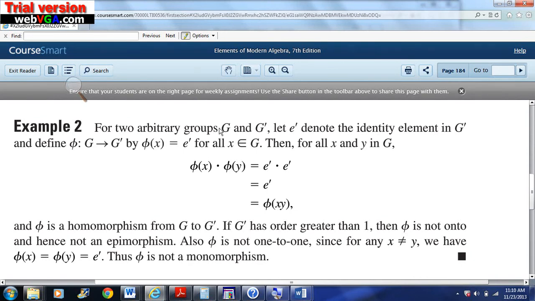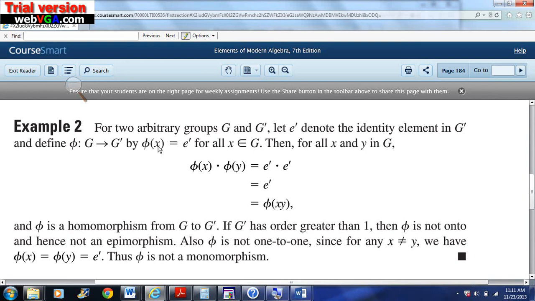Example 2. For two arbitrary groups, G and G prime, let E prime denote the identity element in G prime, and define phi such that phi maps G into G prime by phi of x equals E prime for all x a member of G. Then for all x and y in G, phi of x multiplied by phi of y, this is ordinary multiplication, is equal to E prime times E prime, because phi of each element that's in G is equal to E prime. That's how phi is defined.